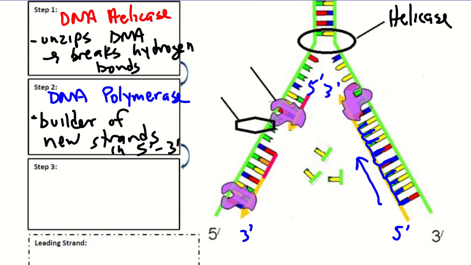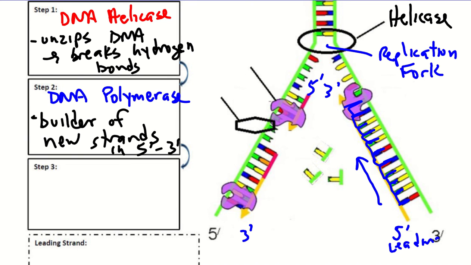When it is working toward where helicase is, and we call this the replication fork, when it is working toward the replication fork, it is a very continuous action. So whenever we are working in the 5 to 3 direction toward the fork, we call this the leading strand.